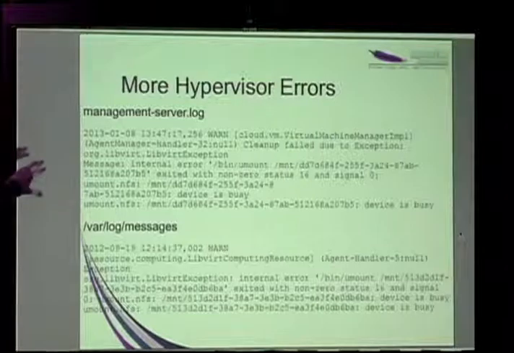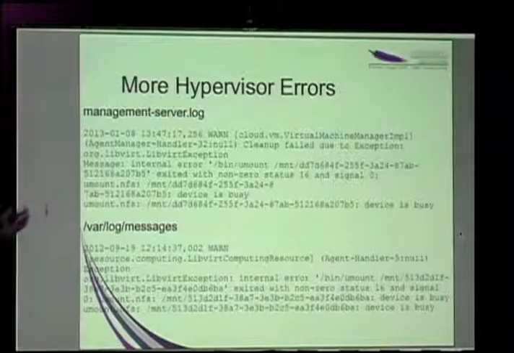You have the management server log, you have the umount error. You can kind of see the libvirt exception. It's clear it's from libvirt. It's nothing about CloudStack. So then you can go in var/log/messages, or you can probably check something similar in libvirtd, and find something.